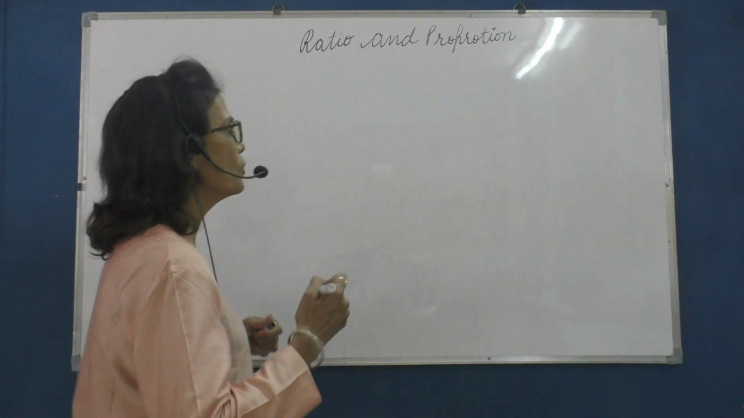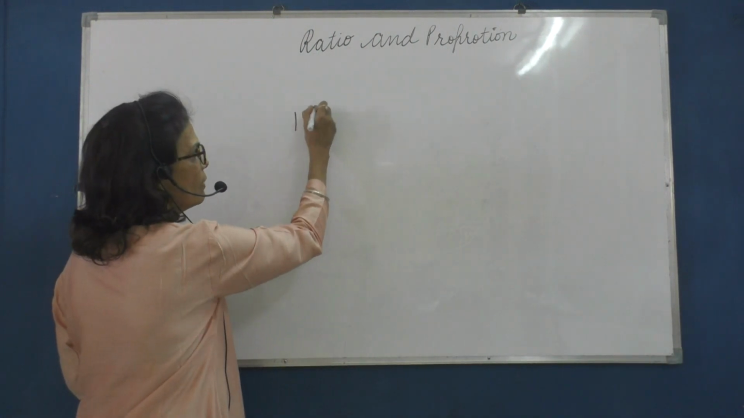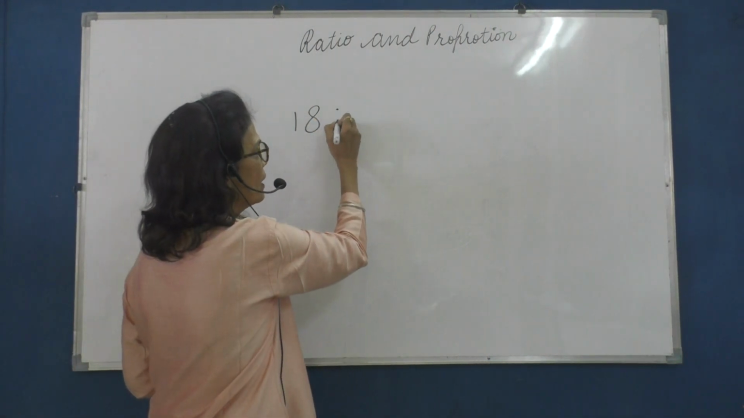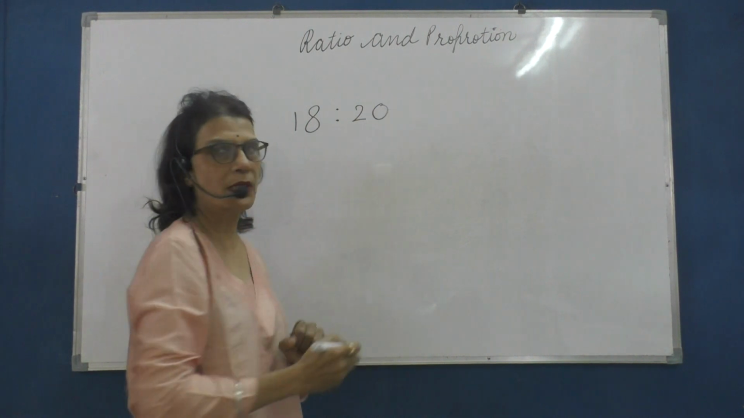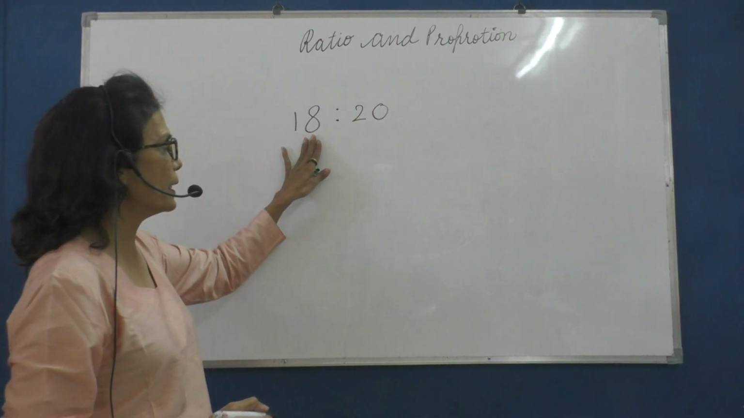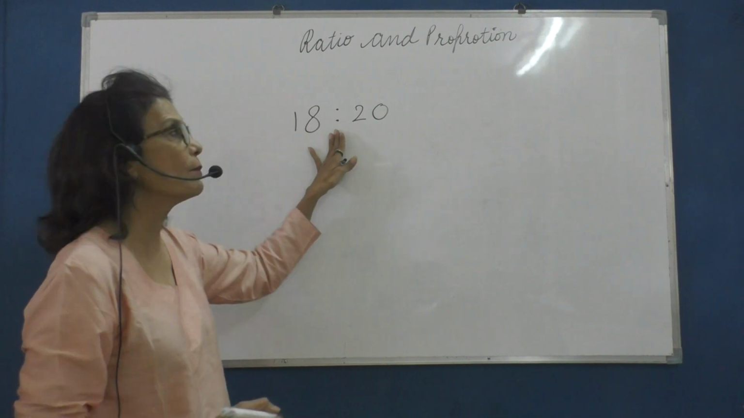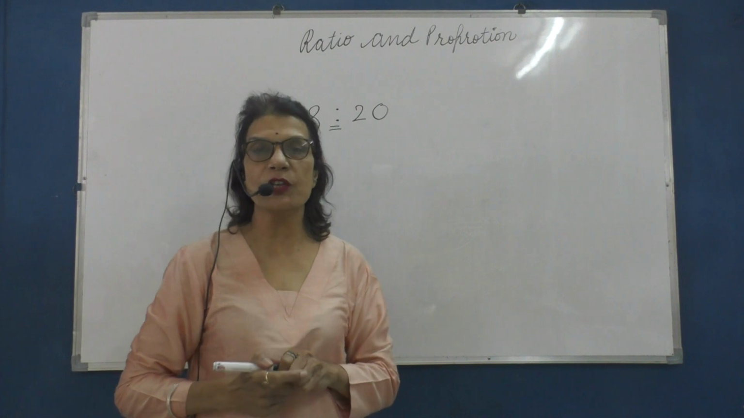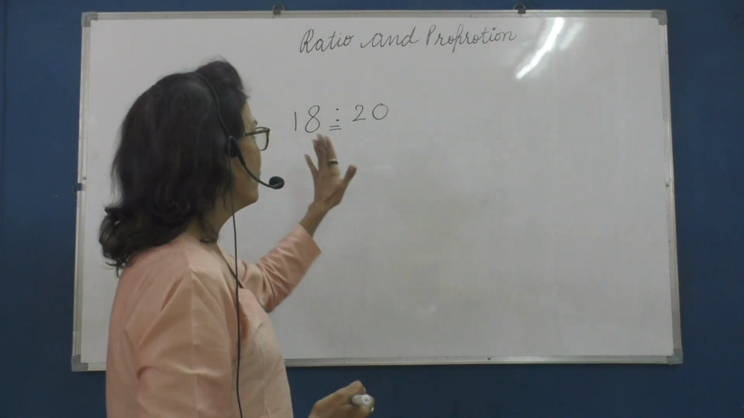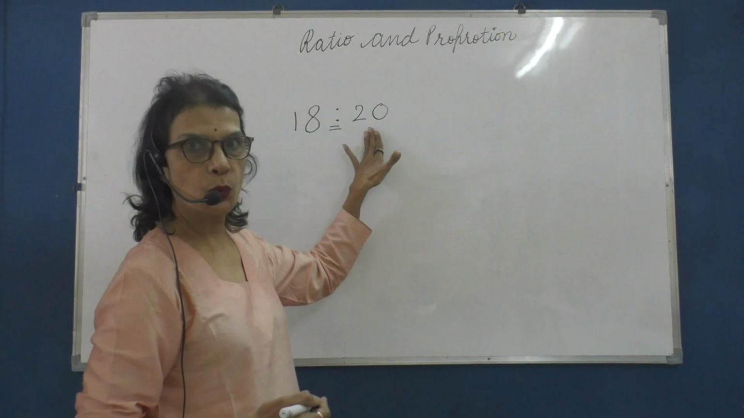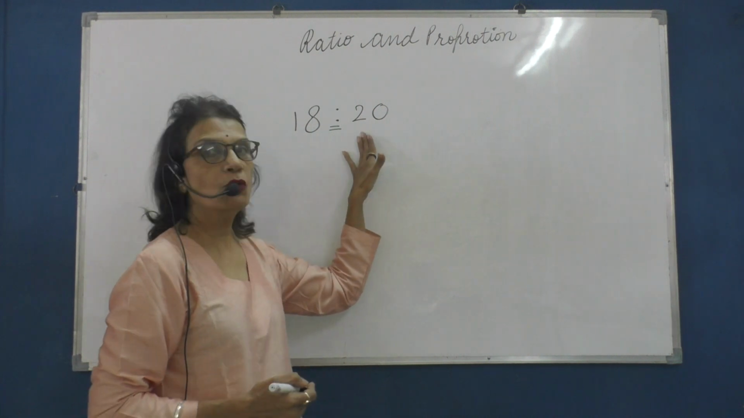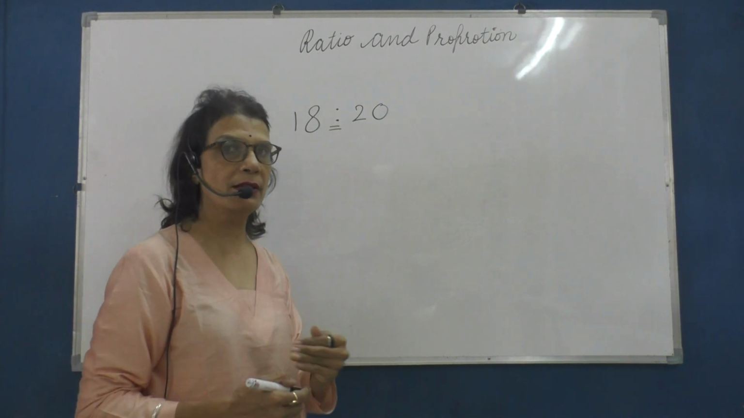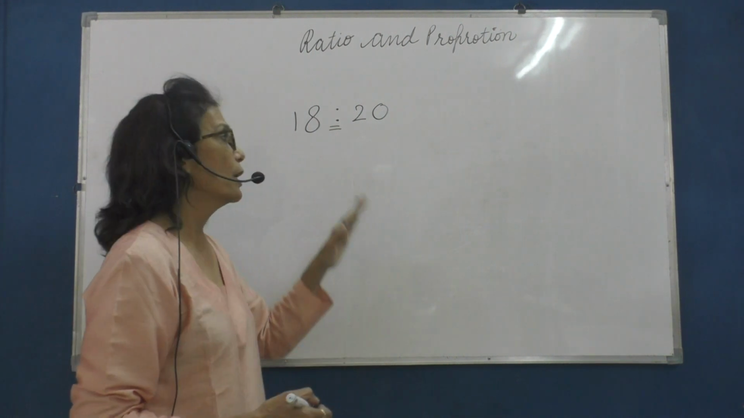Now first of all, suppose in the first unit test I have scored 18 marks out of 20, and in the second test I have scored 20. Now first is 18, then I make the symbol. This symbol represents the ratio, which we call "is to". Then we say 18 is to 20. Definitely you people have studied fractions also. If you have any doubt, I will continue that topic after ratio also.